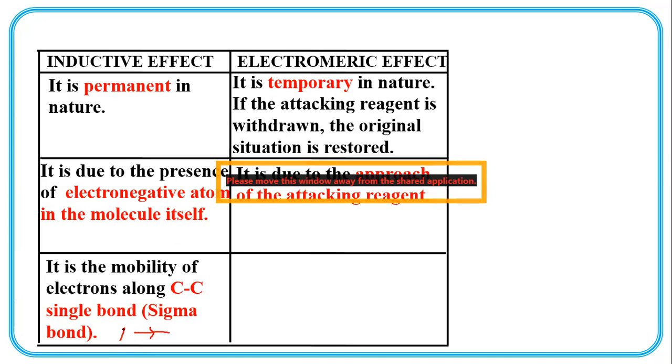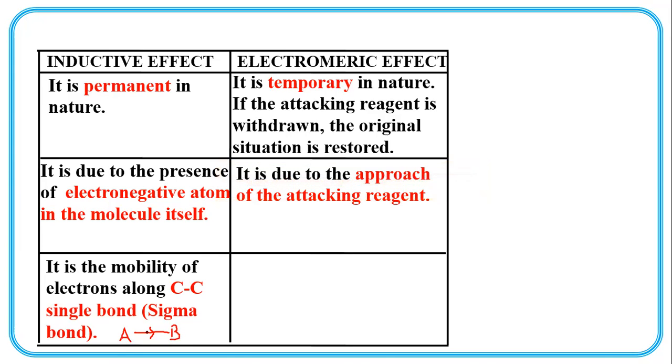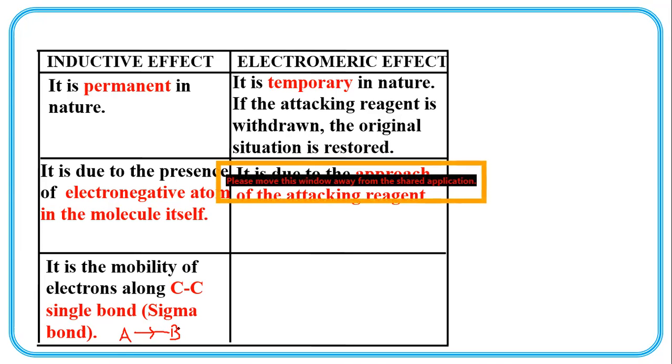Suppose it is A and it is B. This arrowhead indicates where the electron is pulled, where the electron density is shifted. Without leaving the octet of A, the electron density is pulled towards B because B is more electronegative.